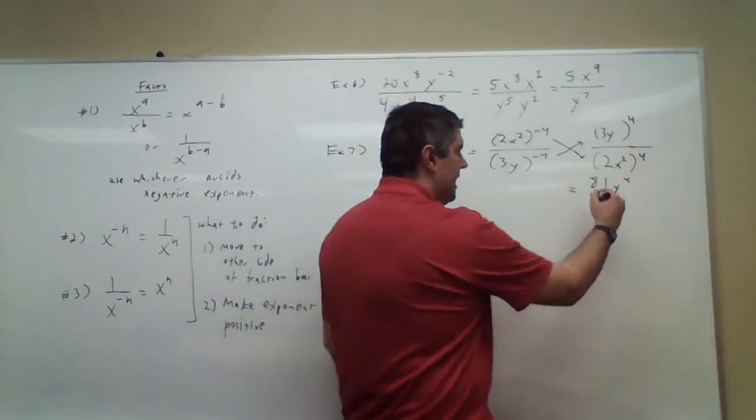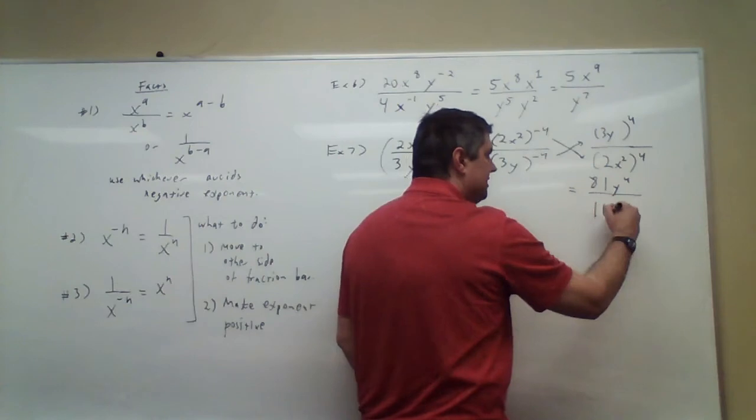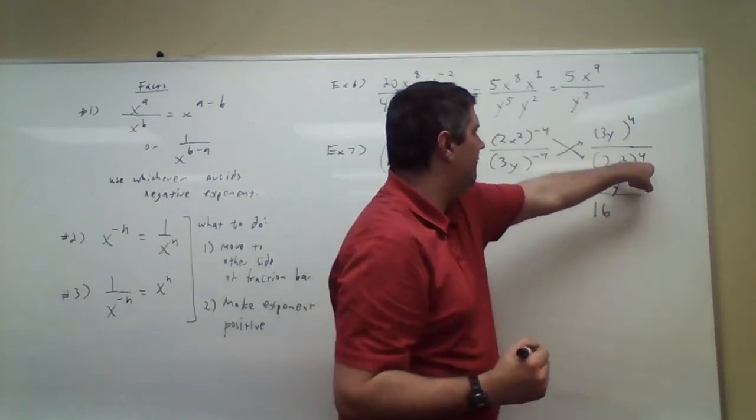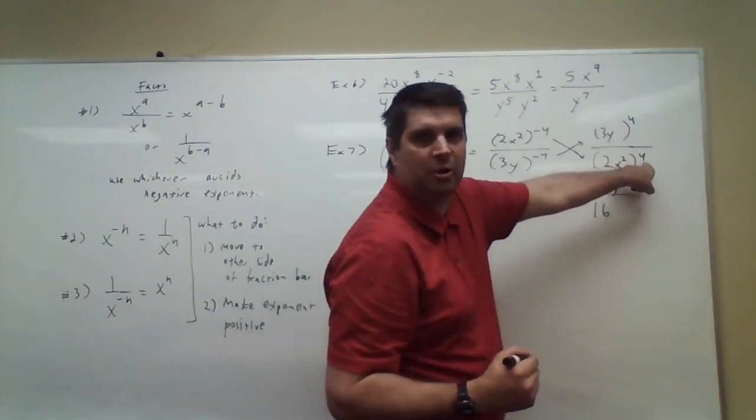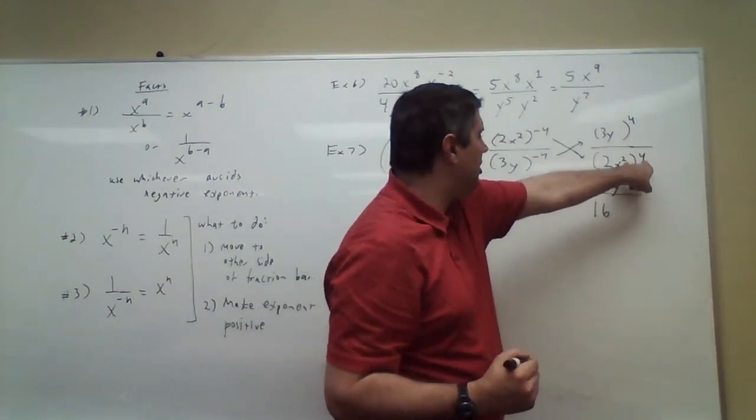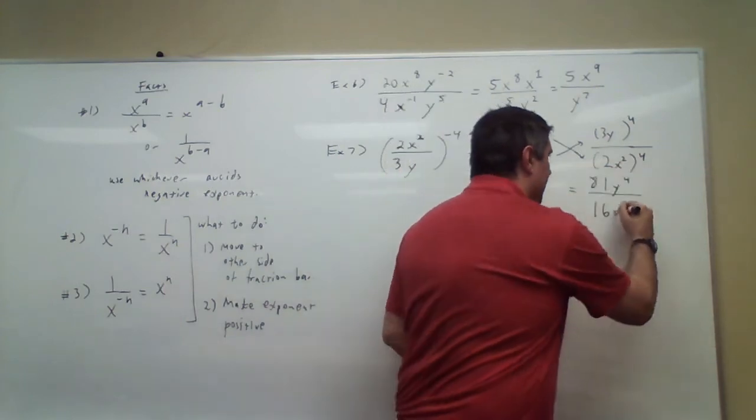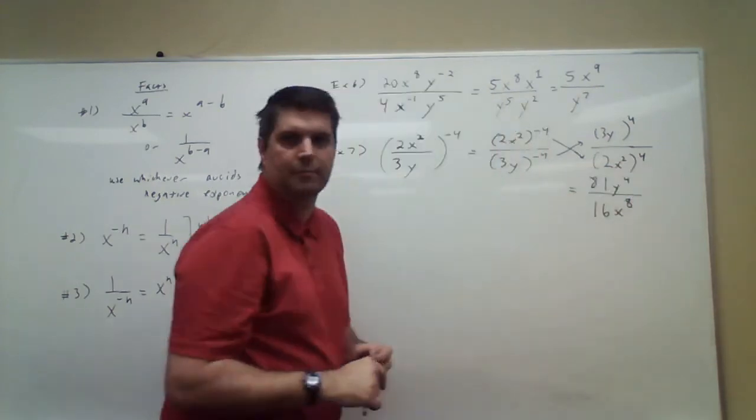Okay? Down here, 2 to the fourth is 16. And 4 times 2, because we're raising exponents to exponents, we multiply. 2 times 4 is 8. X to the 8th. Okay?